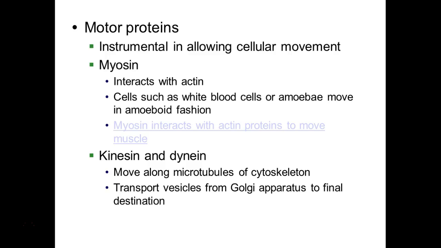Okay, motor proteins are instrumental in allowing cellular movement. There's one called myosin. Myosin interacts with actin, and that's how our muscles move. So cells such as white blood cells or amoeba. You saw amoeba moving in lab. I'm sorry, you're going to see that next week. That will allow the amoeba to move in an amoeboid fashion. So myosin interacting with actin allows amoeba to move, allows white blood cells to move, and also allows your muscles to move. 2 other motor proteins are called kinesin and dynein.